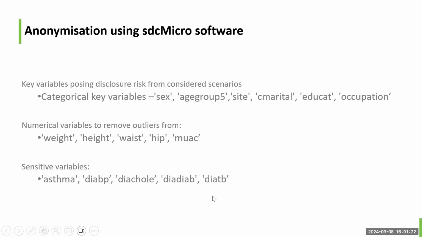The information that we thought was sensitive to be known when someone is identified was whether someone had asthma, BP, high cholesterol, diabetes, and so on, and TB. But it might also be things to do with anxiety, depression, or psychosis, or other conditions of interest. Those may be sensitive information. So those are the indirect identifiers and sensitive variables that we identified.